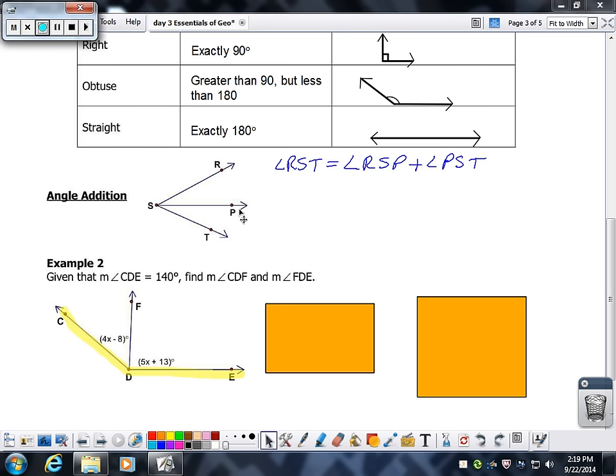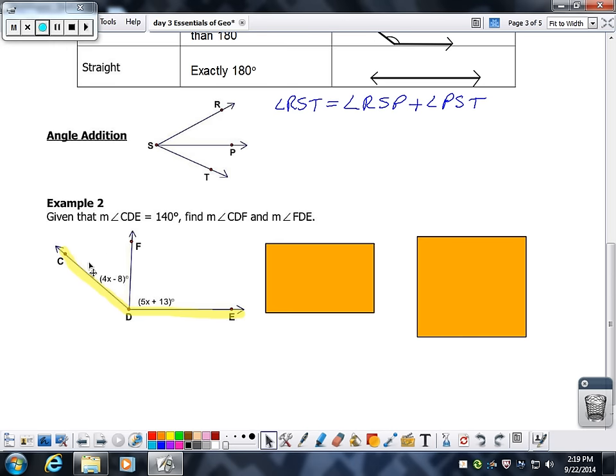The angle addition postulate, similar to the segment addition postulate, tells us that we can take pieces of angles and add them to equal a bigger angle. In this example, angle RST is equal to angle RSP plus angle PST. The two smaller angles add up to the bigger angle. Here's an example of that.